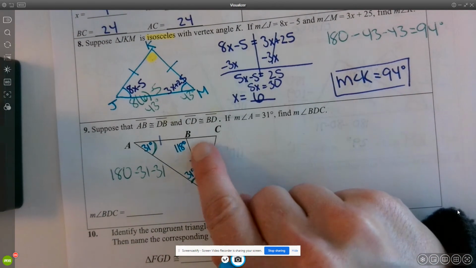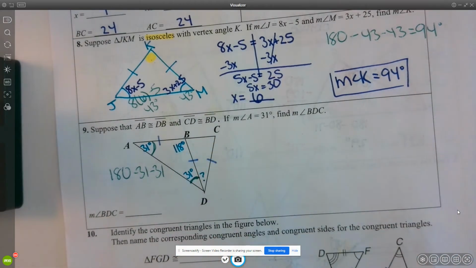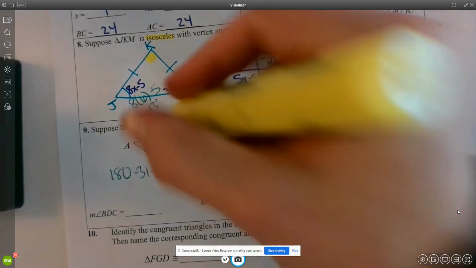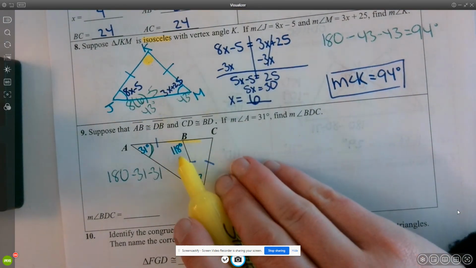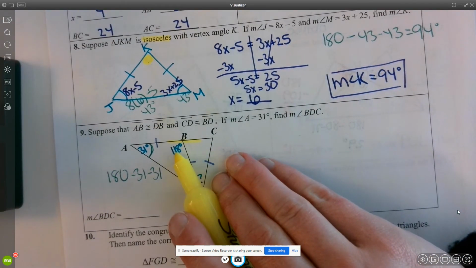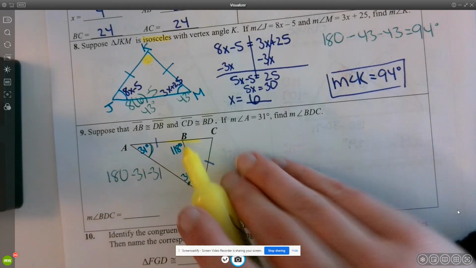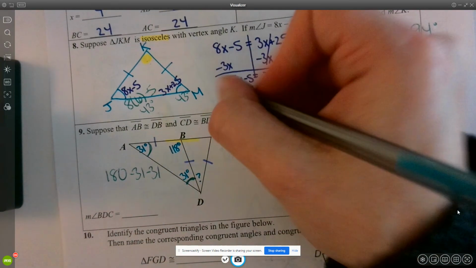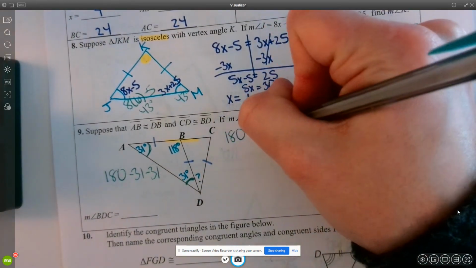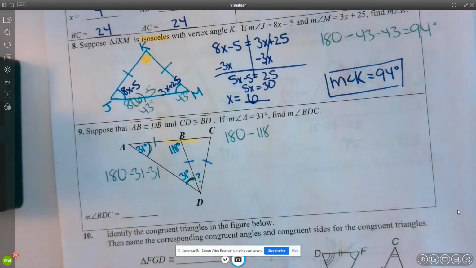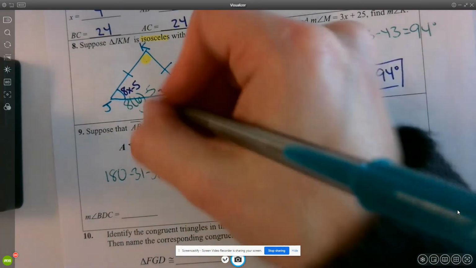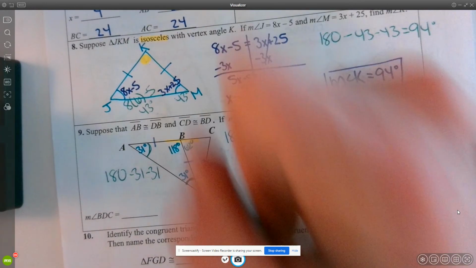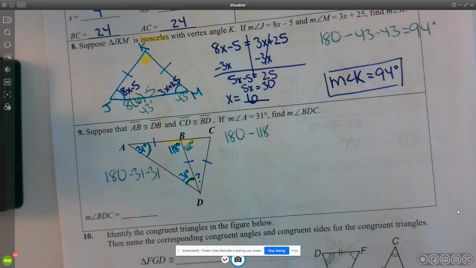So now I want to work on finding the angles in this isosceles triangle. I notice that these 2 angles make a straight line, angle ABD and angle CBD. If this angle is 118, it must add with this one to make 180 degrees. So if I take 180 degrees and I subtract 118, I see that this angle here is 62 degrees.